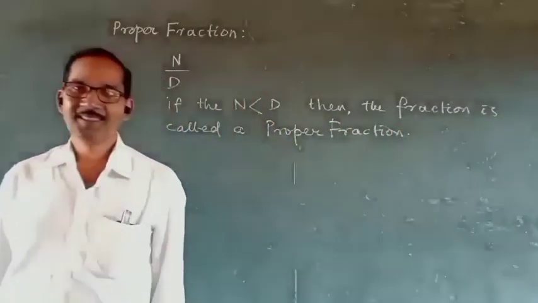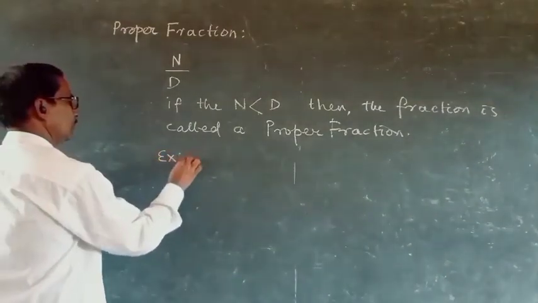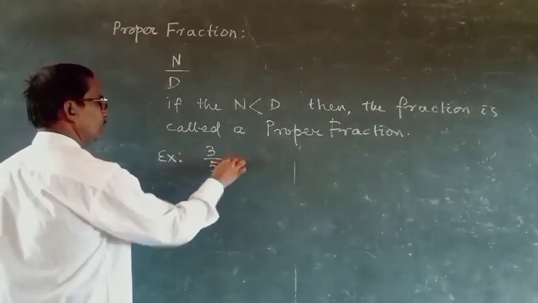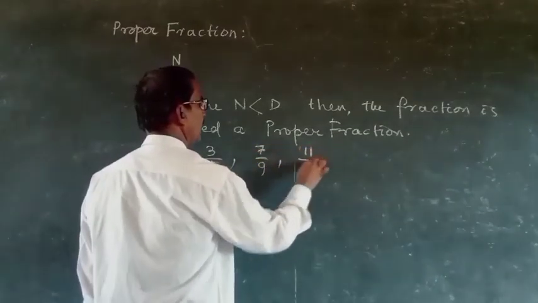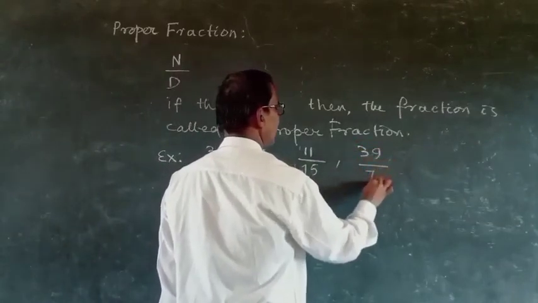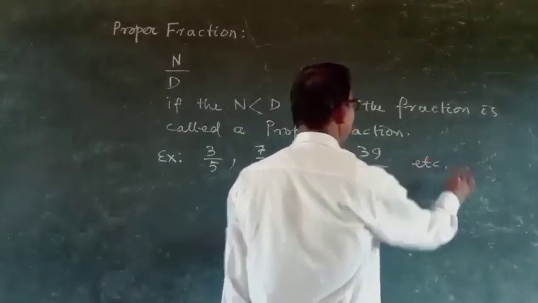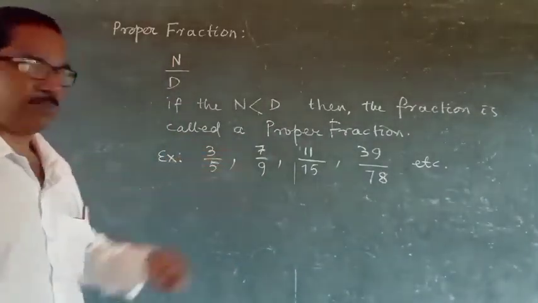Okay. For example, 3 by 5, 7 by 9, 11 by 15, 39 by 78. So all these fractions I wrote on the blackboard.